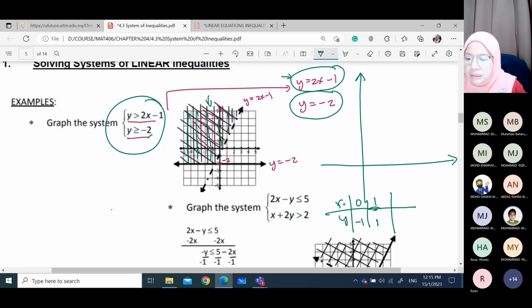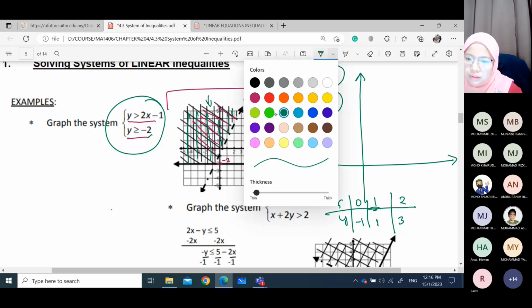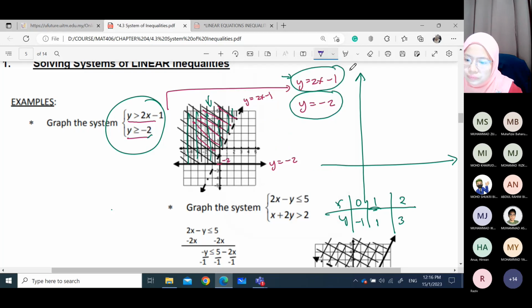Okay, and then next, x equals to 2. So bila x sama juga dengan 2, apa nilai y? Masukkan nilai 2 dalam equation yang ini. So 2 times 2 is 4. So 4 minus 1 is 3. Okay, so plot graph dia. So y, x kosong. So x kosong kat sini. Kita buat 1, 2, 3. Kat sini pun 1, 2, 3.